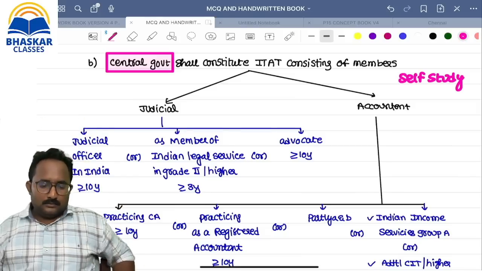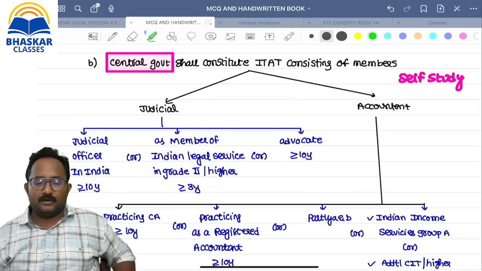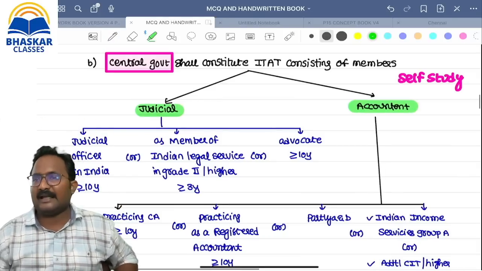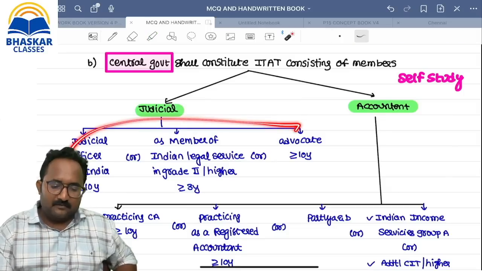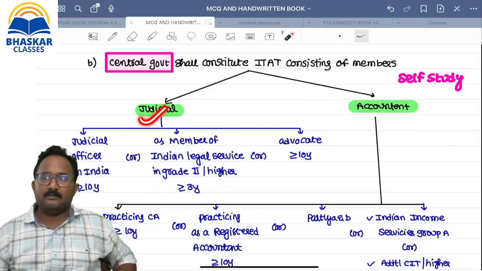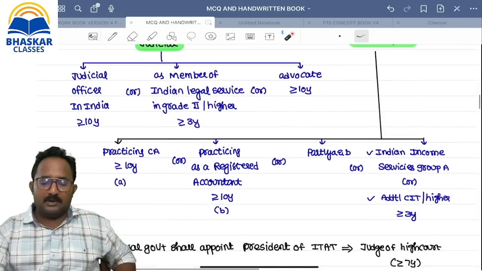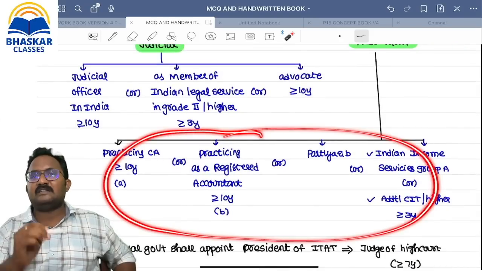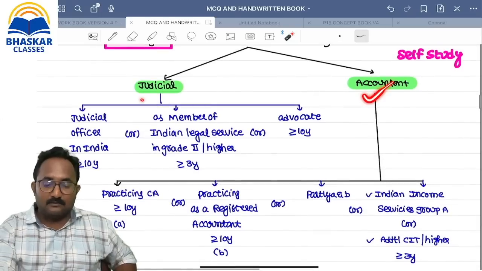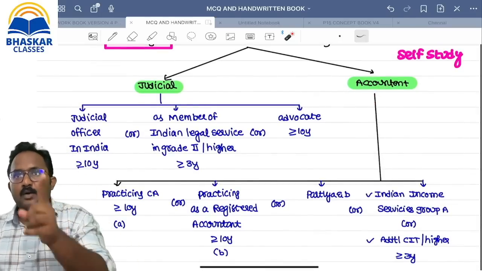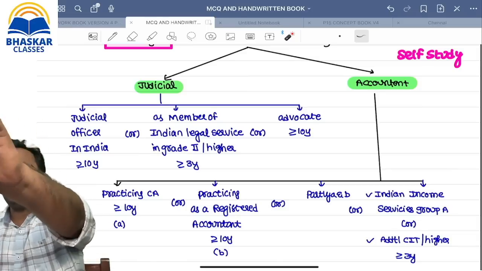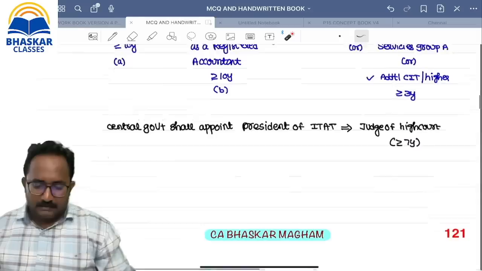Overall, in ITAT we definitely have 2 members. One is a judicial member, another one is an accountant member. A person who is an expert in the field of advocacy, like a judge, can become a judicial member. The accountant member means a CA or CMA who has knowledge of accountancy. So one judicial member, one accountant member, and the president of ITAT. These 3 only. This is important.